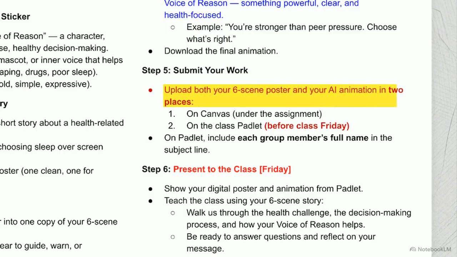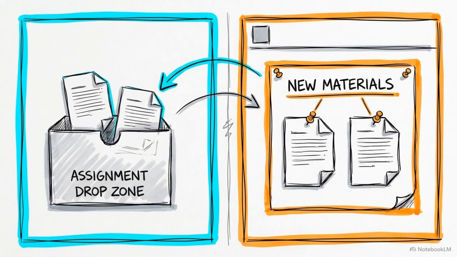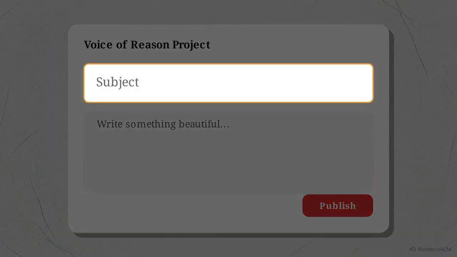Look at the red text under step 5 on the rubric. You have to submit your work in 2 separate places. Submit your static poster and animated file under the Canvas assignment tab, then upload those exact same files to the class Padlet board. To actually get credit for this, watch what happens in the subject field.